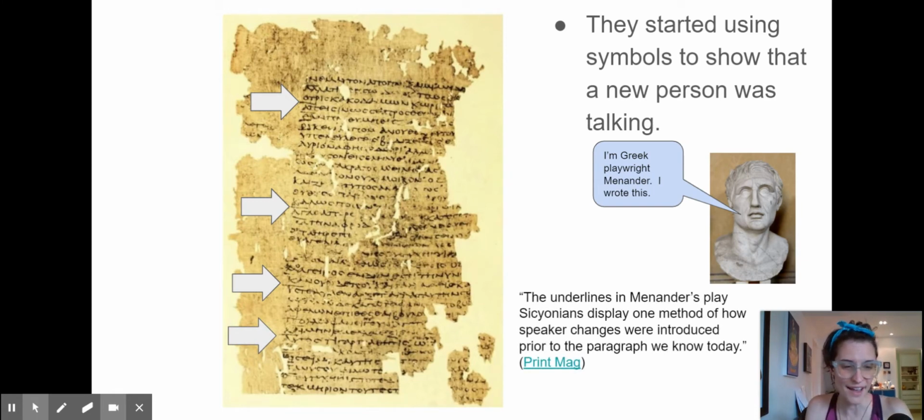Those are underlines. He used just a little dash to show that the speaker was changing. This is one person, this is another person. This is one person, this is another person. And this is the first step to the paragraph we have now. Okay, so let's follow the evolution.